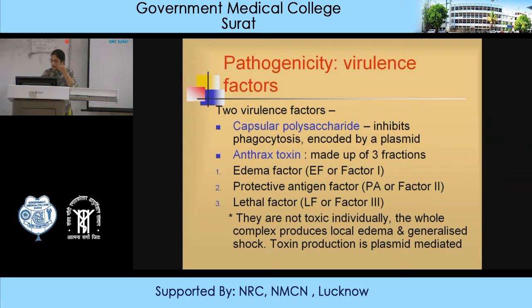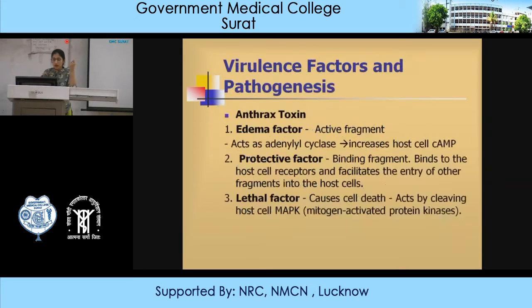The toxin production in this case is also plasmid mediated. So both virulence factors in the case of Bacillus are mediated by the plasmid. The anthrax toxins contain these three factors, as we saw in the earlier slide. The edema factor is an active fragment, and it acts by activating the adenyl cyclase enzyme. So what will happen? It increases the adenosine triphosphate, ATP, within the cells. How does it increase? It increases the cyclic AMP within the cells.